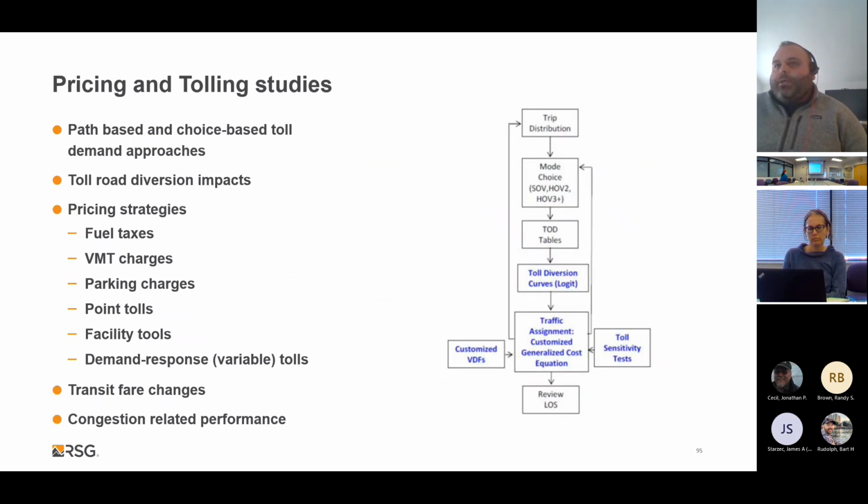So we can also do pricing and tolling studies with this, and there are path-based and choice-based toll demand approaches. We can look at things like toll road diversion impacts. We can look at various pricing strategies around fuel taxes, VMT charges, parking charges, point tolls, facility tolls, demand response variables. We can look at transit fare changes as an impact on pricing and tolling studies. We can look at congestion-related performance impacts on these as well. So there are lots of different pricing and tolling studies that you can do where the travel demand model is integrated into that analysis.